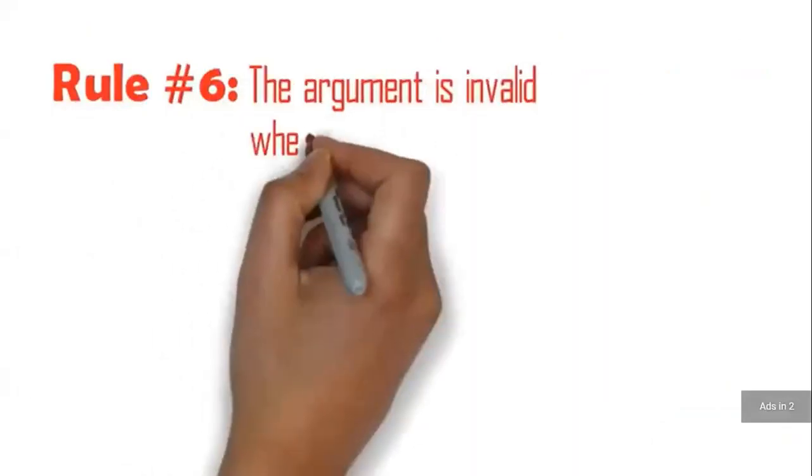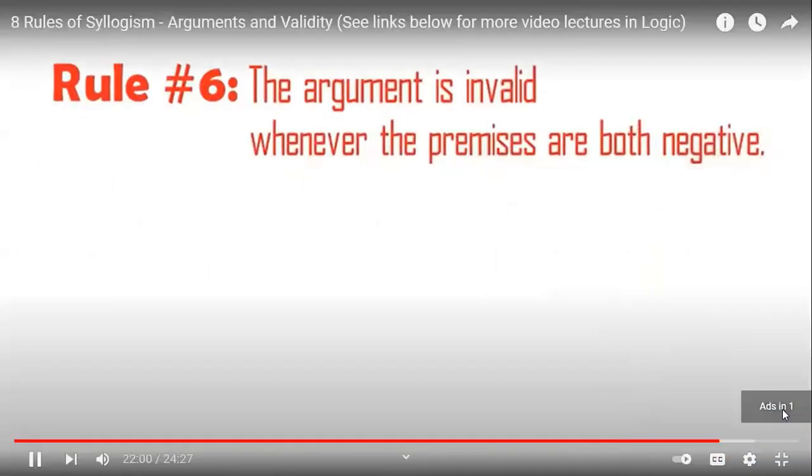Rule number 6 of the 8 rules of syllogism states, the argument is invalid whenever the premises are both negative.